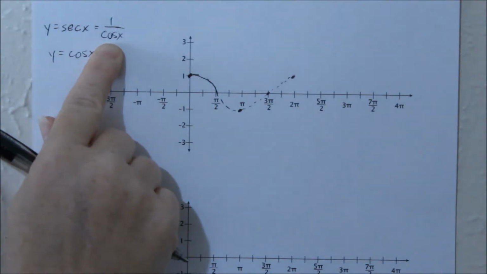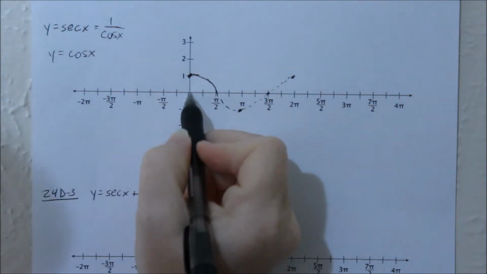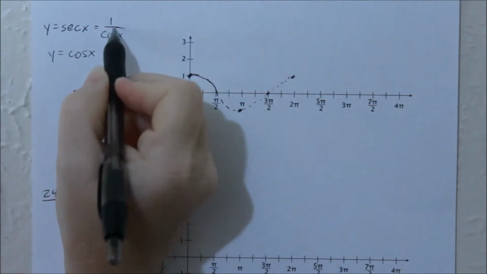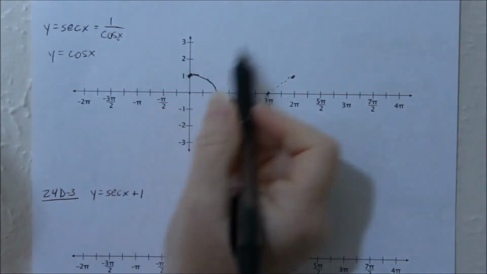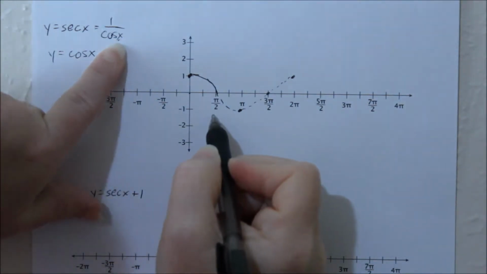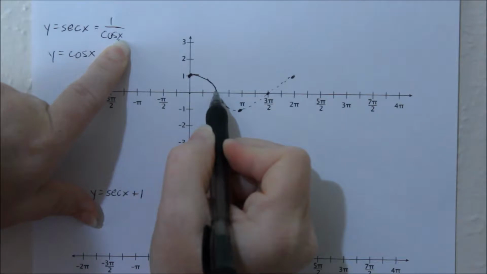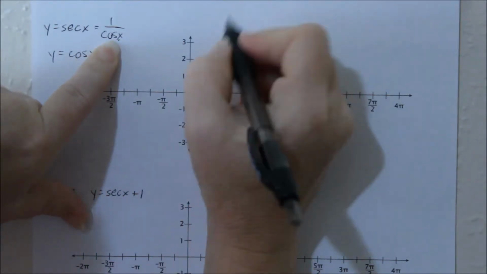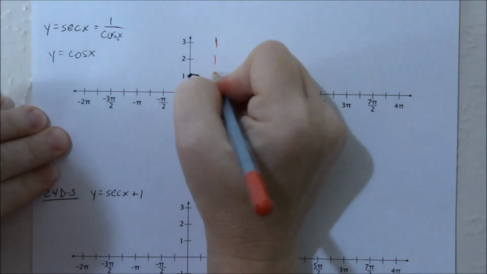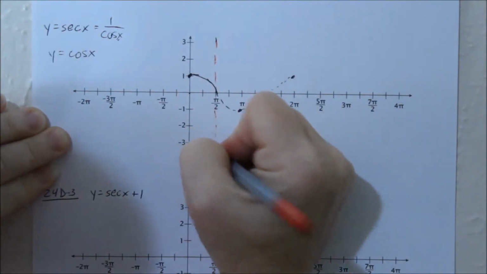Well, it's at your 0 points. Here, if I put in 0 for x, cosine of 0 is 1. That's not an asymptote. That would be 1 in the denominator, so that's okay. 90 degrees, here at pi over 2. If I put in 90 degrees here for x, cosine of 90 is 0. Okay, that puts 0 in the denominator. That creates an asymptote right there at 90 degrees.